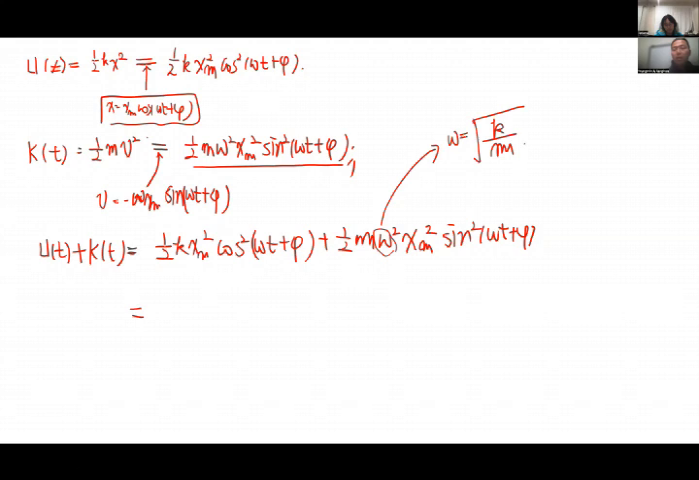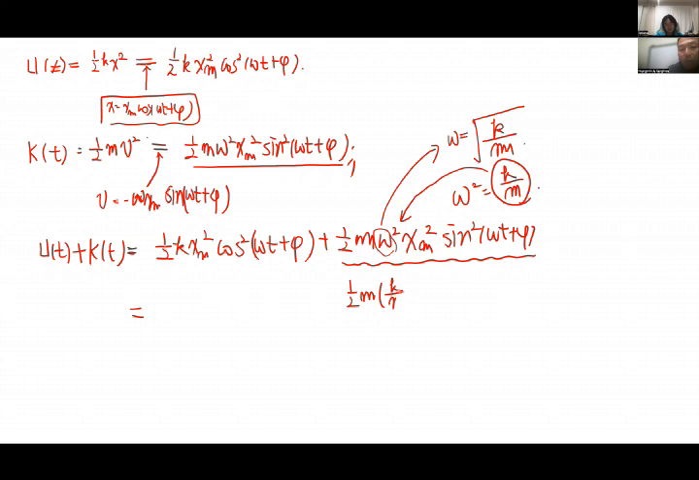So if you square it, then omega squared is what? K over m. You plug back into this formula, then this one must be 1/2 m times k over m times xm squared sine squared (omega t plus pi), right? So now m cancels out of the numerator and denominator. That only leaves 1/2 k xm squared sine squared (omega t plus pi).